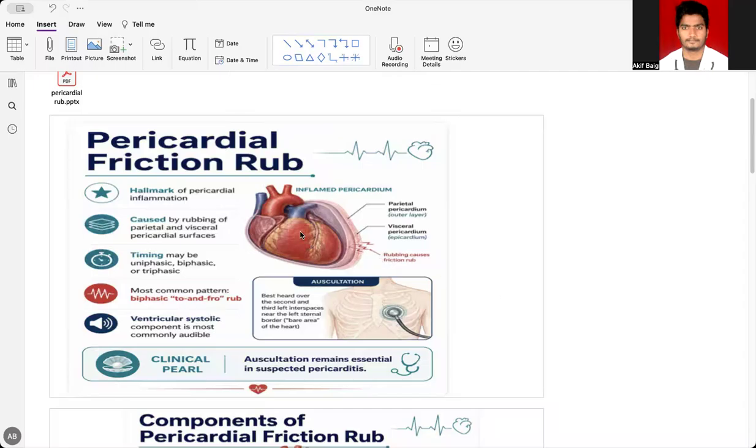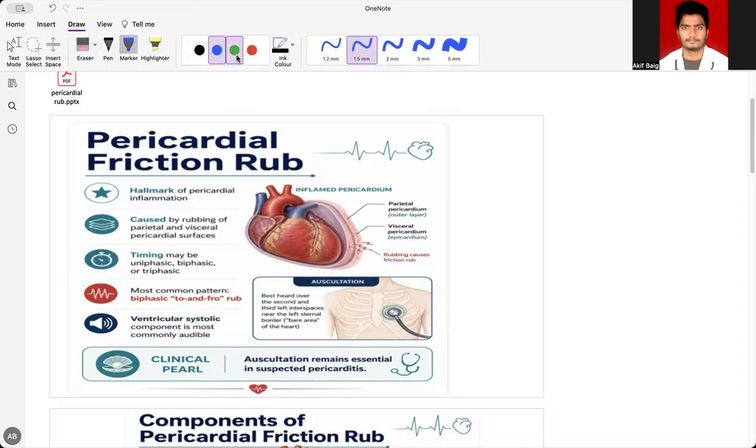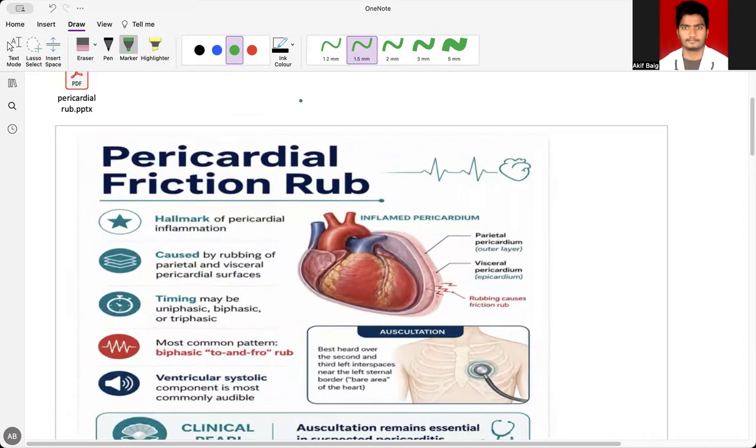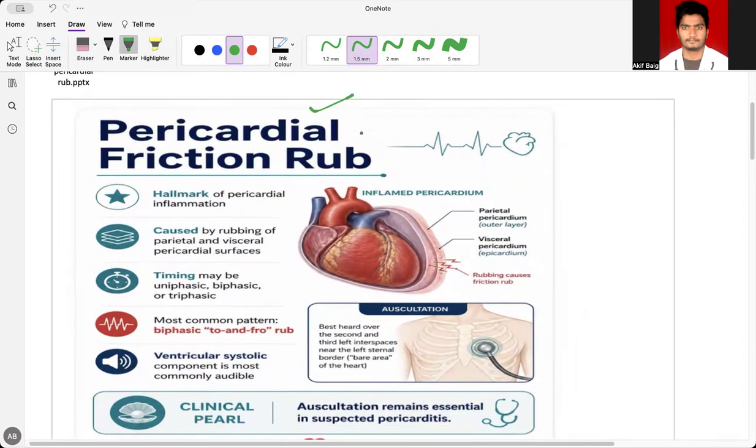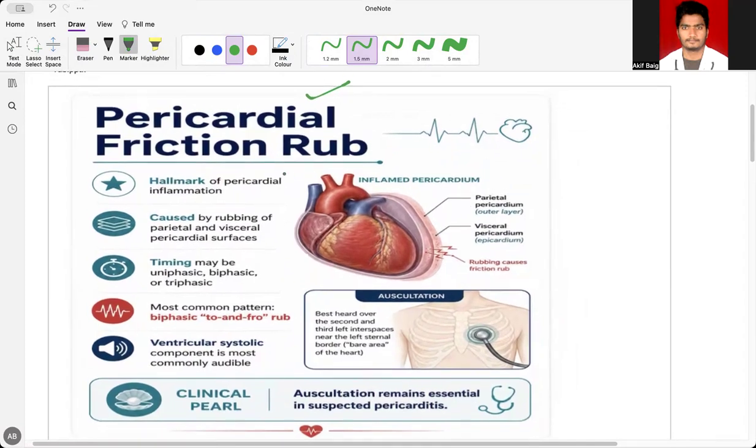So hello everyone, today we are going to talk about pericardial friction rub. It's an important finding to be remembered in your clinical examination. Pericardial friction rub is defined as a hallmark of pericardial inflammation.